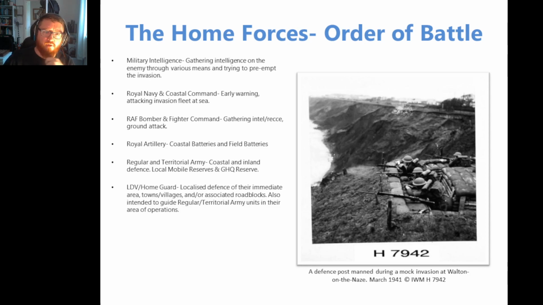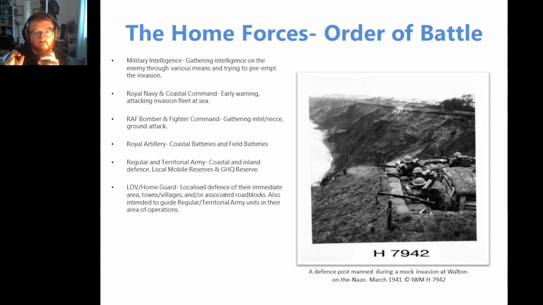Then we finally come onto the Local Defence Volunteers / Home Guard, and their role was initially localised defence of their immediate area, so defence of vulnerable towns and villages where need be, which didn't require defence by the regular and territorial army. Massively important towns and villages would be defended by the regulars, and the Home Guard would be in support. Generally, the Home Guard, especially in 1940, were responsible for defending these areas and garrisoning roadblocks. But it was by no means universal that they guarded every single roadblock. You get a shed load of roadblocks which were the responsibility of the regulars and the TAs.